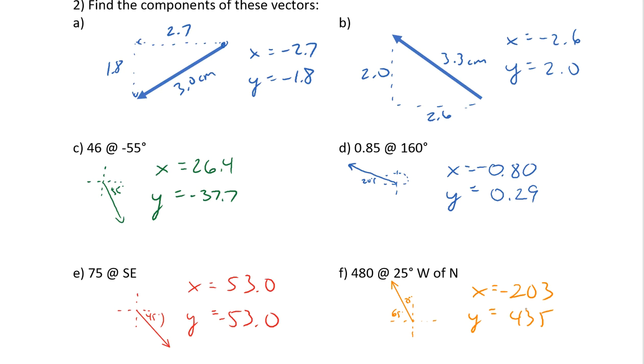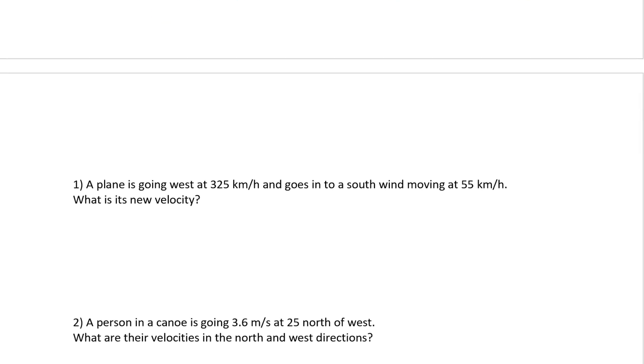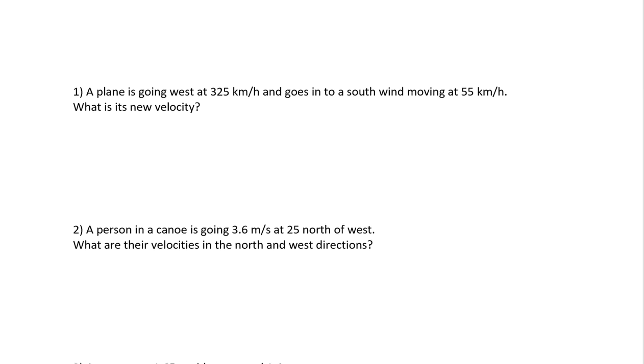Okay, all right, so let's do some more questions with this type of stuff, except actually applying it possibly to some little situations and stuff like that. Okay, so first one here, a plane is going west at 325 and goes into a south wind moving at 55. What is the new velocity of the plane? Okay, so we're actually trying to apply some vectors here and see how this type of stuff actually works and how we can actually use it for stuff.